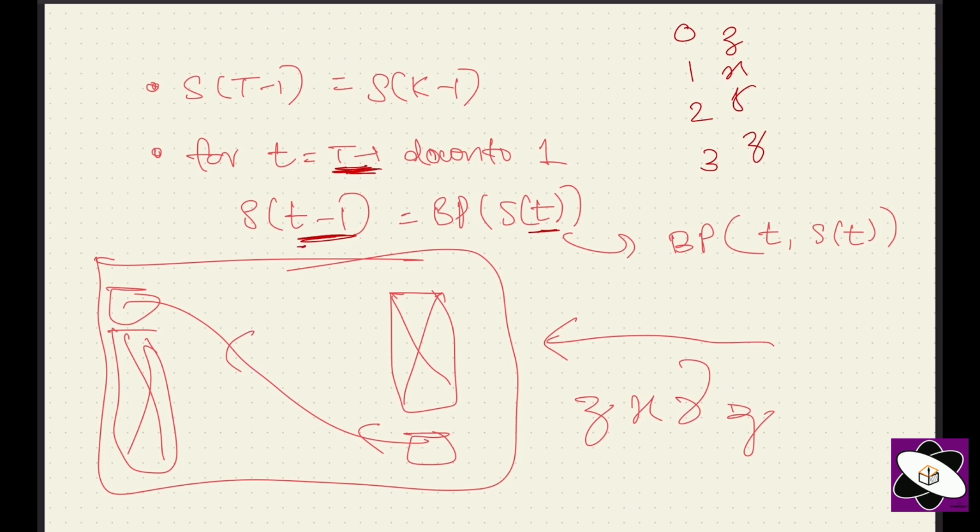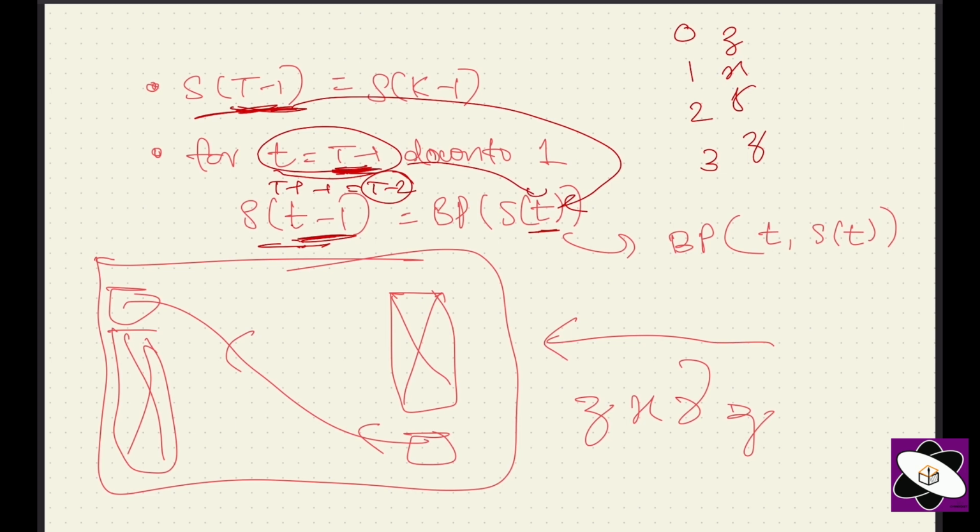We have stored for T minus 1 already. So using that, we will predict for T minus 2. Here T is nothing but this T minus 1, minus 1, so it is T minus 2. For T minus 2, we are going to use T minus 1, because T is equal to T minus 1. So we are going to use S of T minus 1's BP.